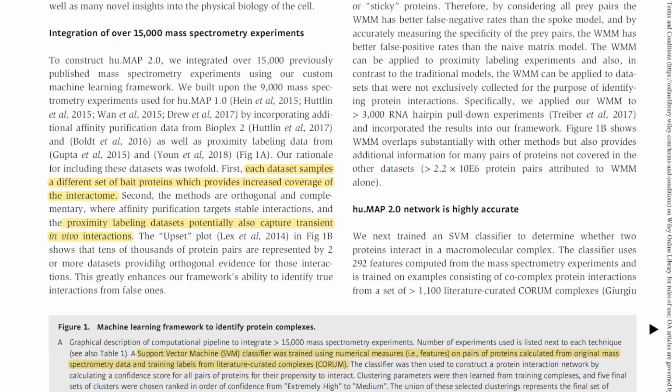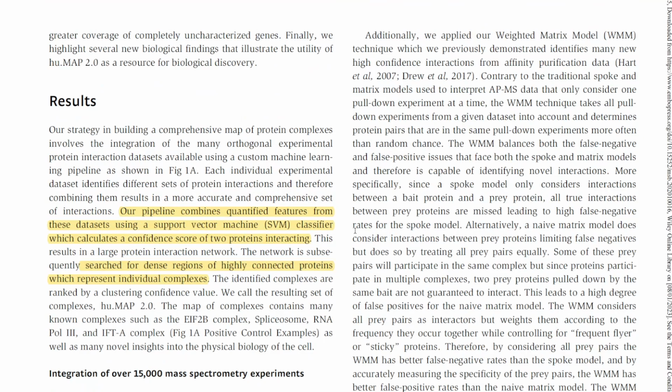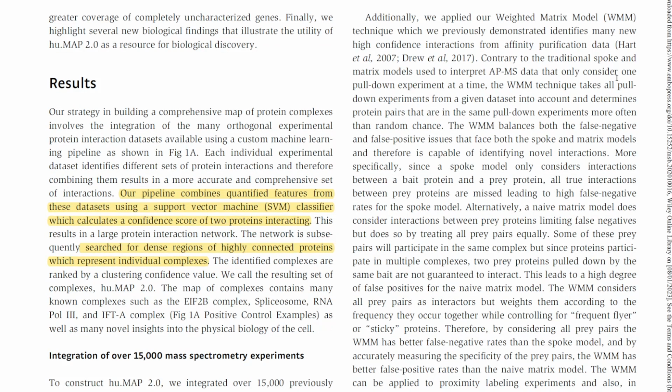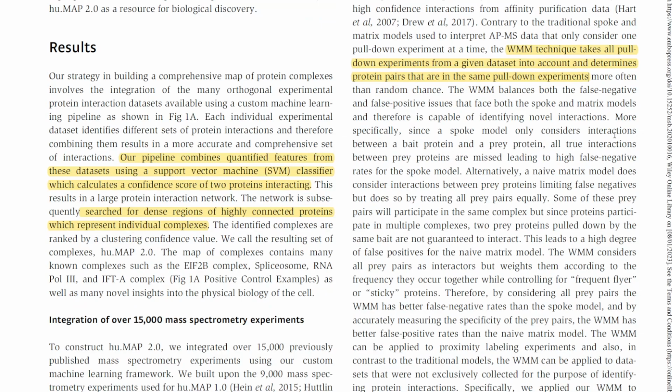Additionally, we applied our weighted matrix model, WMM, technique which we previously demonstrated identifies many new high-confidence interactions from affinity purification data, Hart et al., 2007, Drew et al., 2017. Contrary to the traditional spoke and matrix models used to interpret APMS data that only consider one pulled-down experiment at a time, the WMM technique takes all pulled-down experiments from a given dataset into account and determines protein pairs that are in the same pulled-down experiments more often than random chance. The WMM balances both the false negative and false positive issues that face both the spoke and matrix models and therefore is capable of identifying novel interactions.